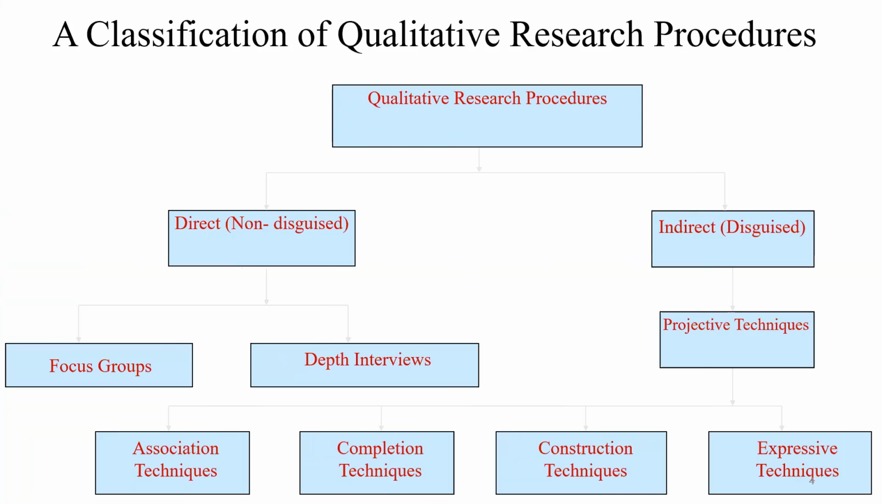In this qualitative research there are different methods. One is called direct, another is called indirect. In direct research we can use two types: focus group and depth interview. In indirect we can use projective techniques. The direct technique means we directly ask the questions.